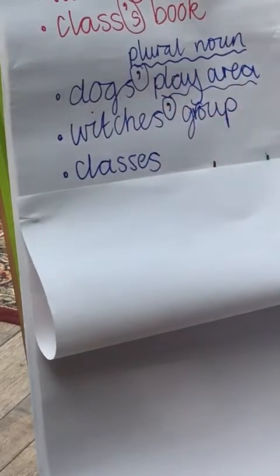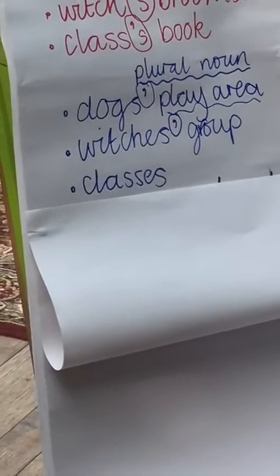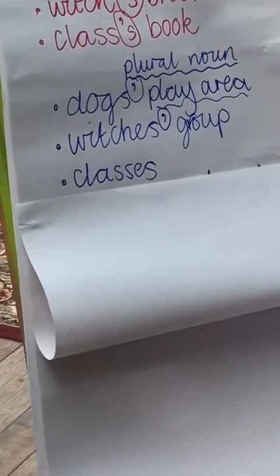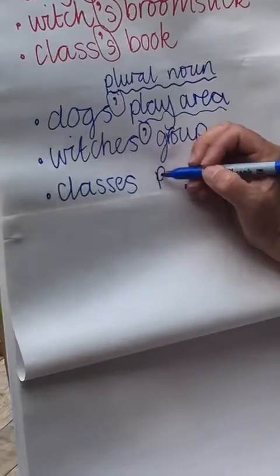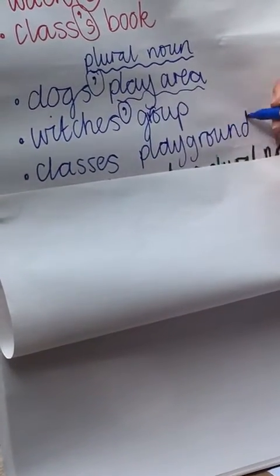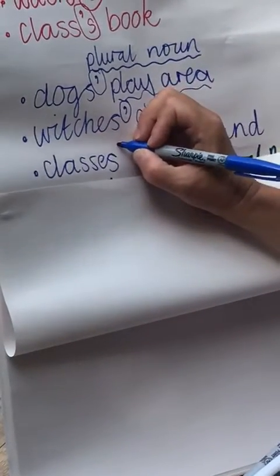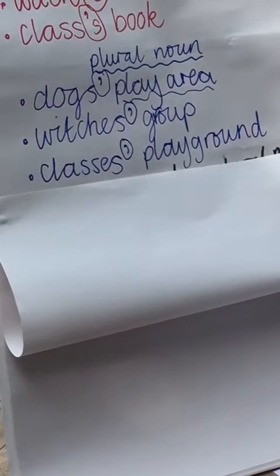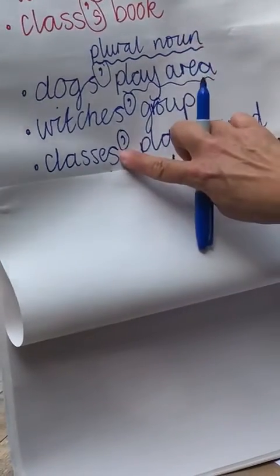The witches' group. Classes. We have lots of classes at the Grove, and we have a fantastic playground that belongs to our Key Stage 2 classes. So if I want to say the playground belonging to the classes, more than one class, just a single apostrophe up in the air. So our rule for a plural noun ending in an S is that we just do the apostrophe in the air. We do not do apostrophe S. Okay? So there's two things that we need to do when we're showing possession.